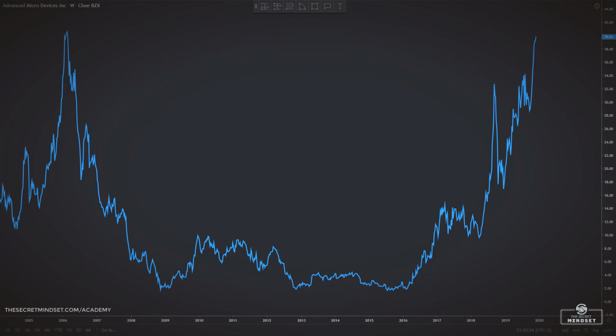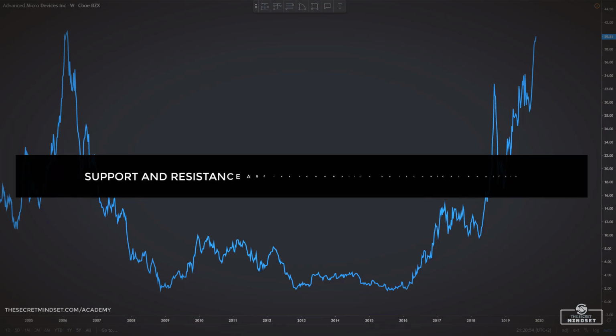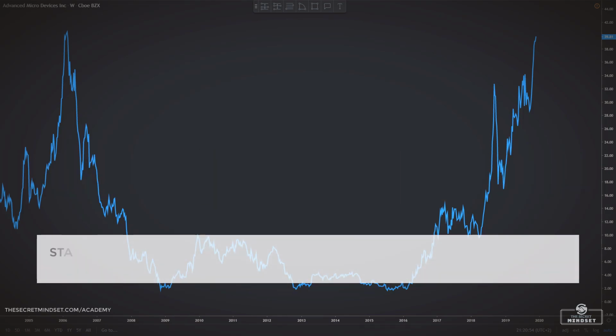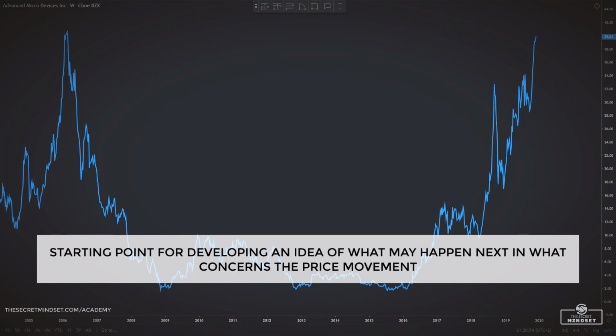Let's consider support and resistance for instance. Support and resistance are practically the foundation of technical analysis. The better traders understand that support and resistance levels serve as a starting point for developing an idea of what may happen next in what concerns the price movement.